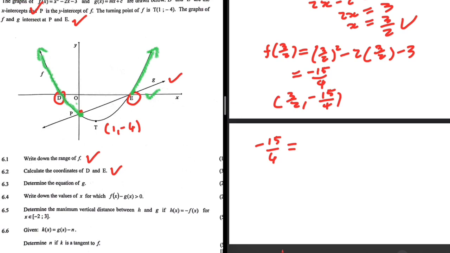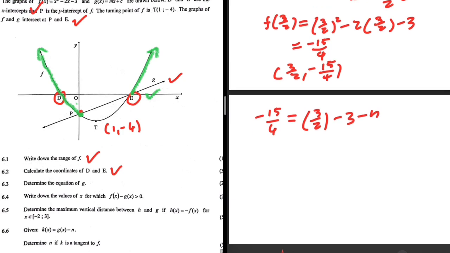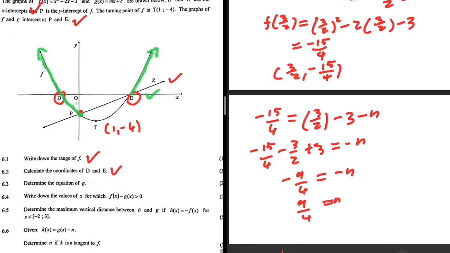This is equal to k of x, which is x minus 3 minus n. X is 3 over 2 minus 3 minus n. So we are very close to finding the value of n. Minus 15 over 4 minus 3 over 2 plus 3 should be equal to minus n. So let me put that in my calculator. So minus 15 over 4 minus 3 over 2 plus 3 is minus 9 over 4. And this is equal to minus n. So 9 over 4 should be equal to n. So there we go. We have the value of n.